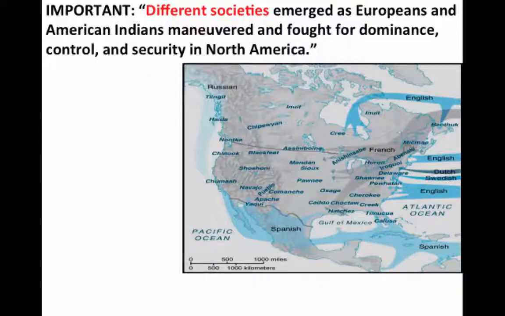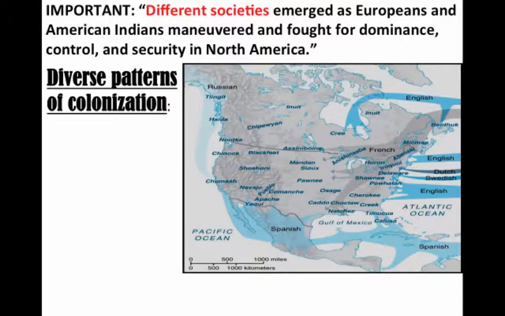So let's get started. Important point: different societies emerged as Europeans and American Indians maneuvered and fought for dominance, control, and security in North America. And if you take a look at that map, you have all these different Native American cultures and societies that had been around for a long period of time before contact, and then you have all these European countries coming in.